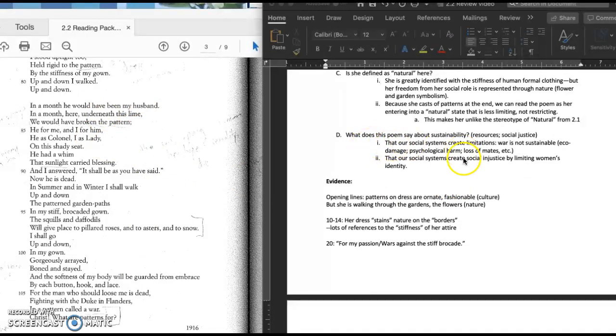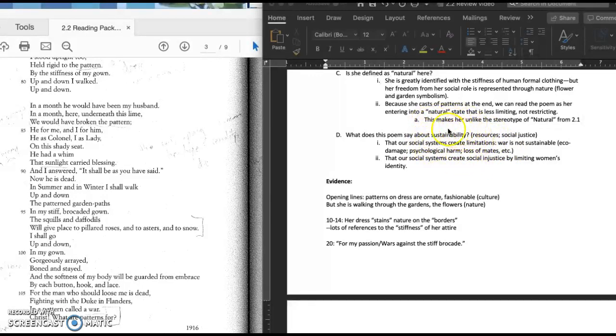What does this poem say about sustainability, resources, and then social justice? Well, that our social systems might create limitations. War is not sustainable. Even though this isn't much of a commentary on war, war we know causes eco damage, psychological harm to those that participate, the loss of mates, as we see here. So war is not good for our ecosystem.